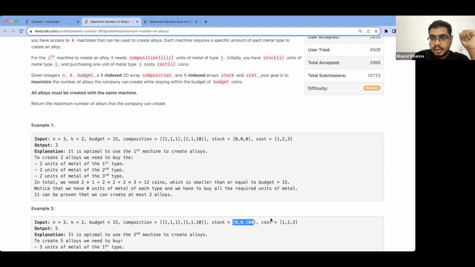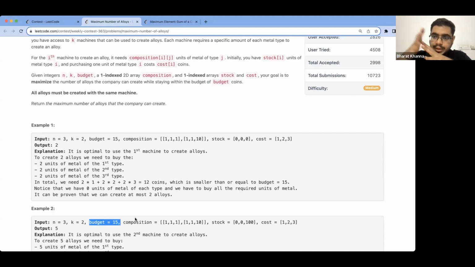Okay. Extra stock we would need to buy. And for each of the metals, we know the cost. If I want to buy 1 unit of the first metal, I would need to pay 1 rupee. If I want to buy 1 unit of the second metal, I would need to pay 2 rupees. So there are some existing metals with us. Extra you need to buy. You need to buy it within this budget. Are all the constraints clear?